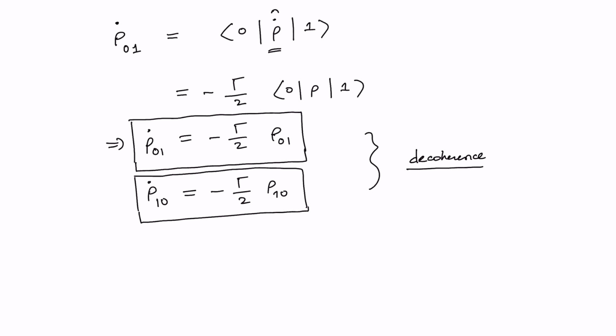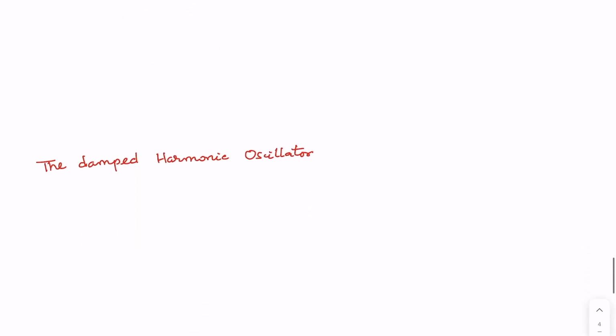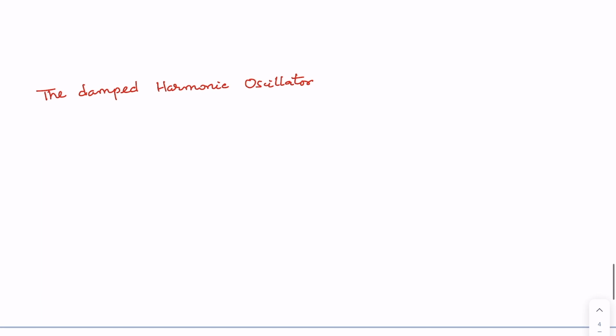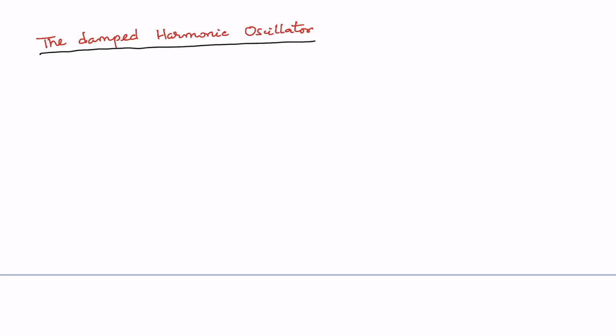Now let us consider the case of a harmonic oscillator which undergoes decay due to the interaction with the environment. That means the harmonic oscillator undergoes damping. So we are going to discuss the case of a damped harmonic oscillator. However, before we go further, let me remind you about the quantum mechanics of a harmonic oscillator.